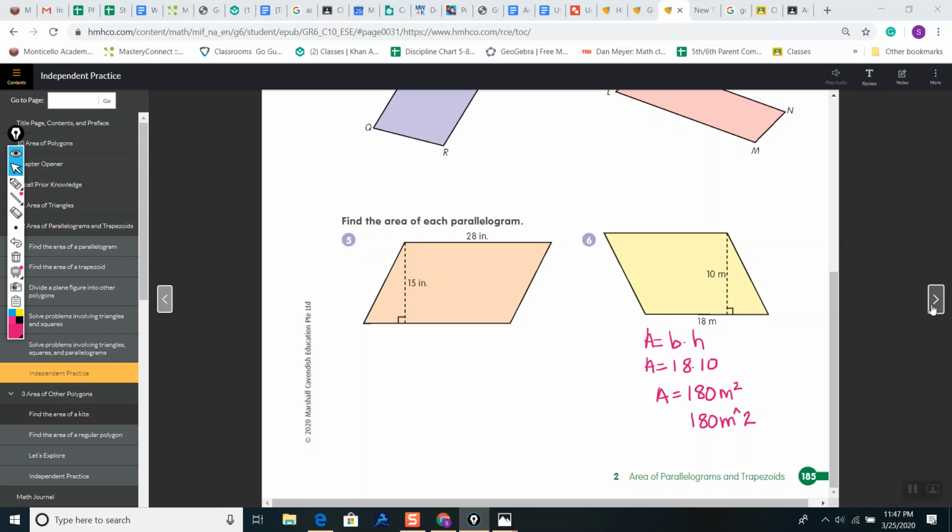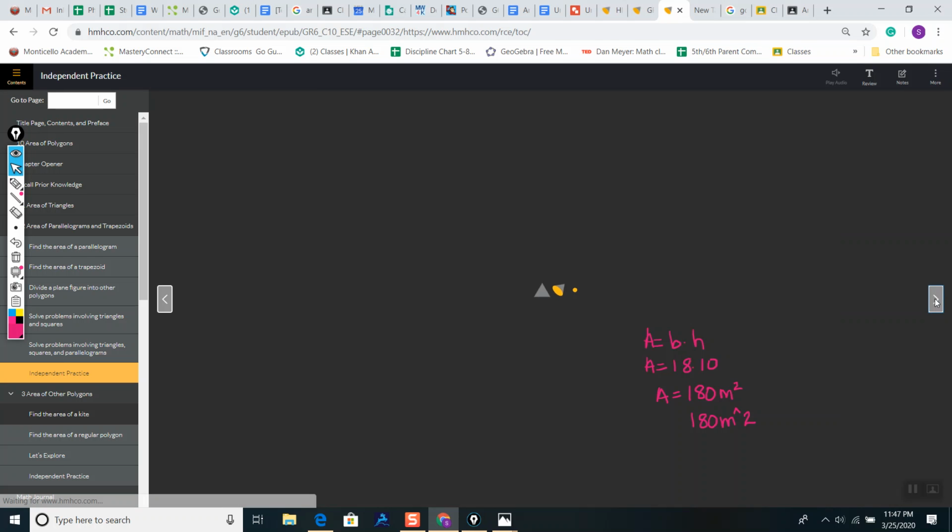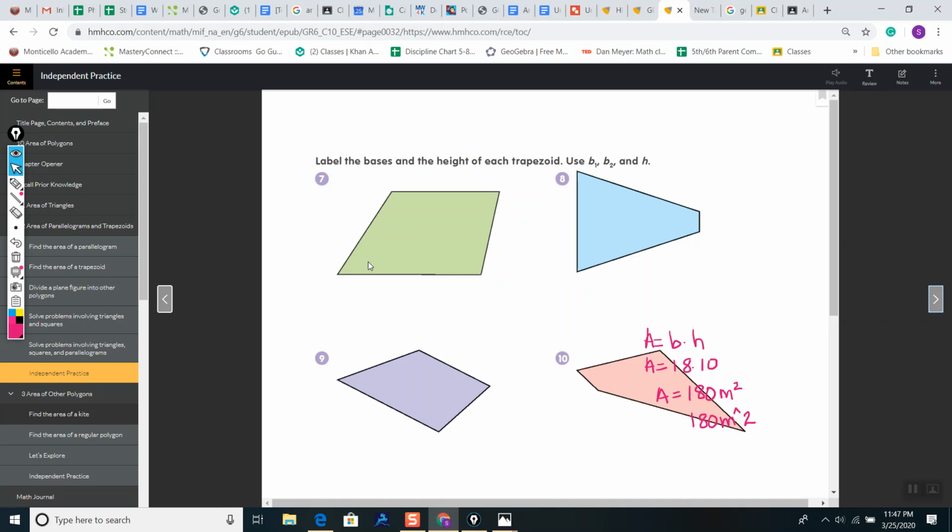As I said, we're doing the even ones. If at any time you need time to catch up and write what I'm writing down, pause the video. Okay, once again, we are going to label bases. Label the bases and the height of each trapezoid using B1 and B2. And we're going to do the height as well.